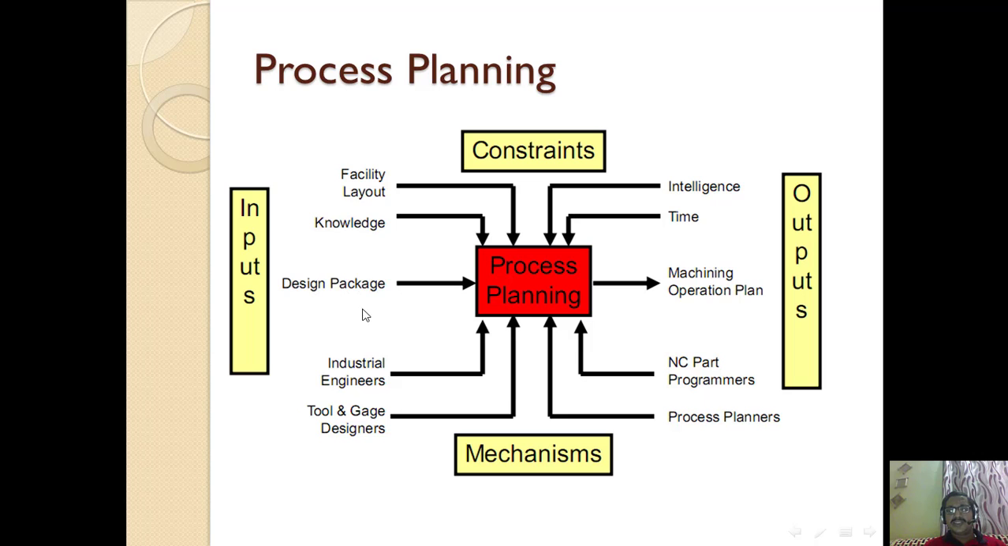Like the design package, meaning the design specification of the product, and industrial engineers also give certain inputs to the process planning, meaning the calculations or equations for calculating the time standard. And the tool and gauge designer also gives certain inputs: if your job size is like that, then this type of robot or this type of gauge, this type of cutting tool is recommended.